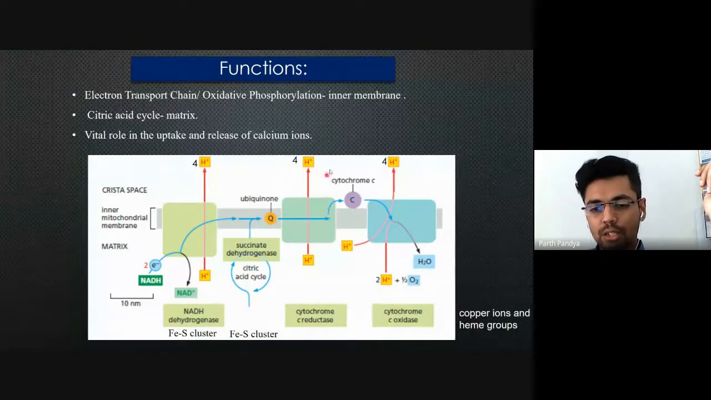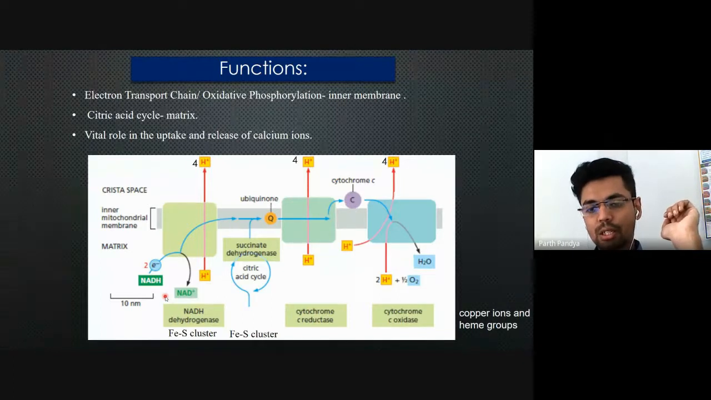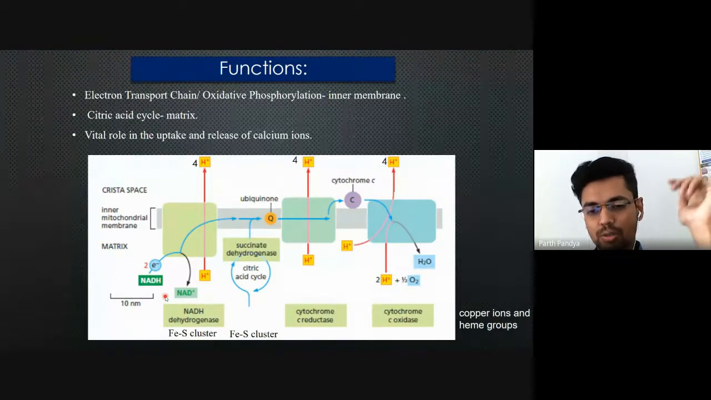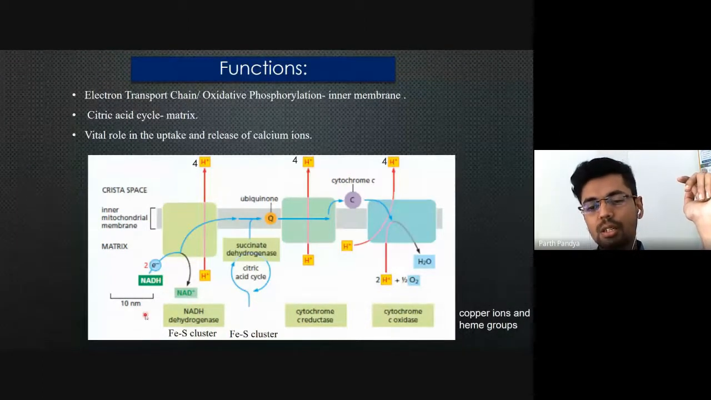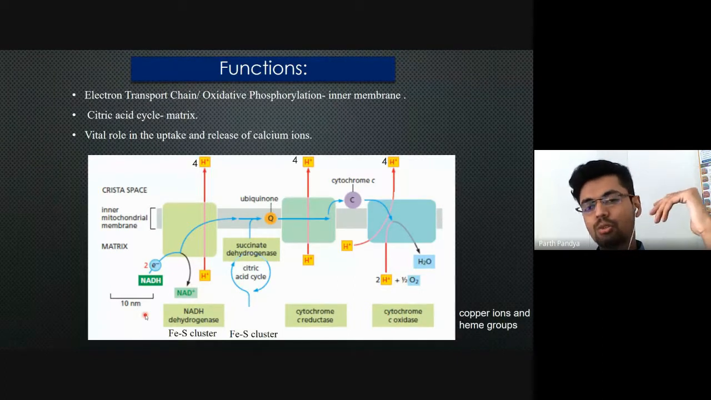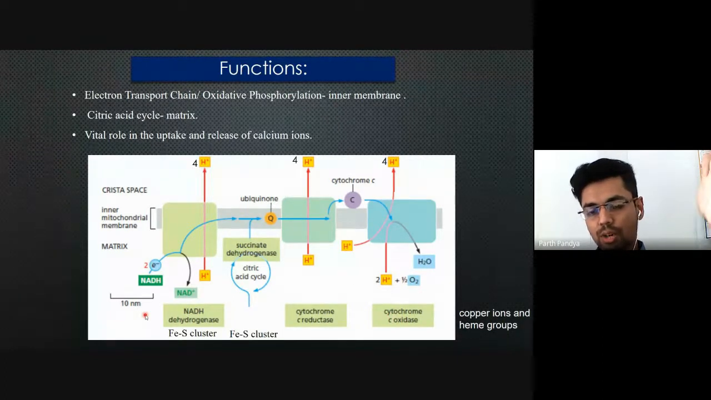Starting with complex 1, it is NADH dehydrogenase. Here NADH is converted to NAD+, and the 2 electrons from NADH go to the quinone system, which gets reduced and then passes the electrons further. NADH dehydrogenase has an iron sulfur cluster, with which it grabs the electrons and passes them on to the ubiquinone system. Once it passes them, a proton is generated.